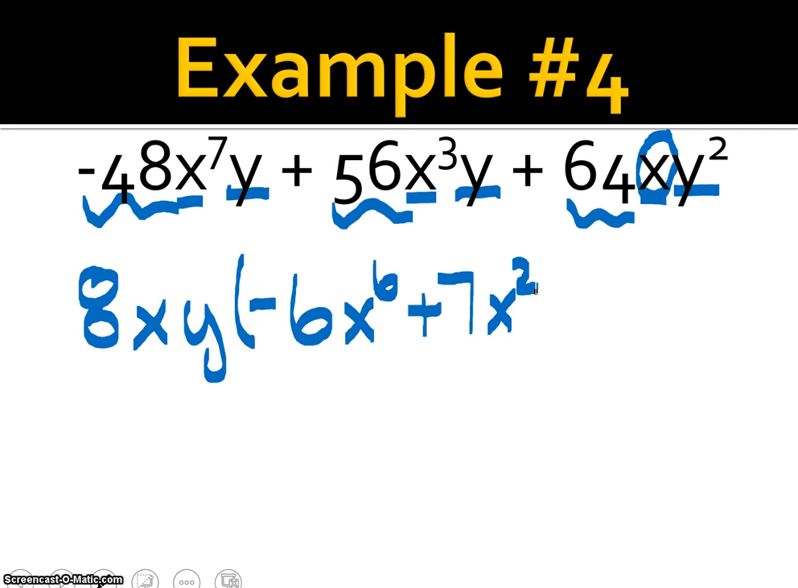Then 64 divided by 8 is 8. This time, I've got a 1 minus 1 on the x's, so my x's cancel. But on the y's, I have a 2 minus 1, so I've got 1 y there, and this is my solution.